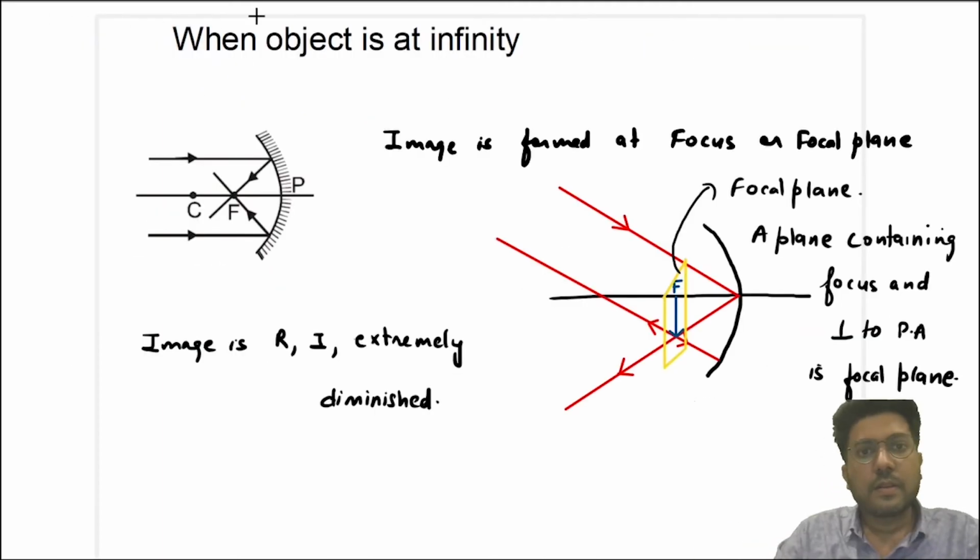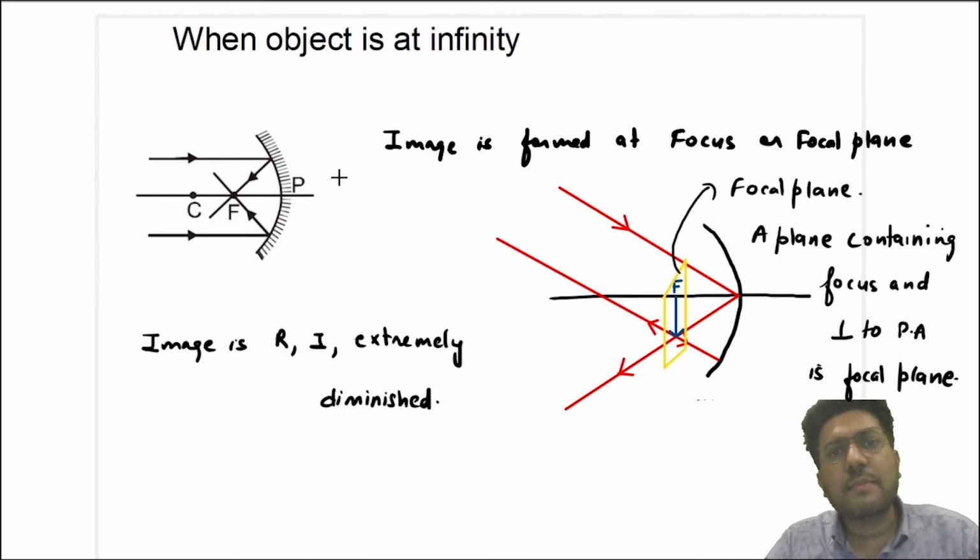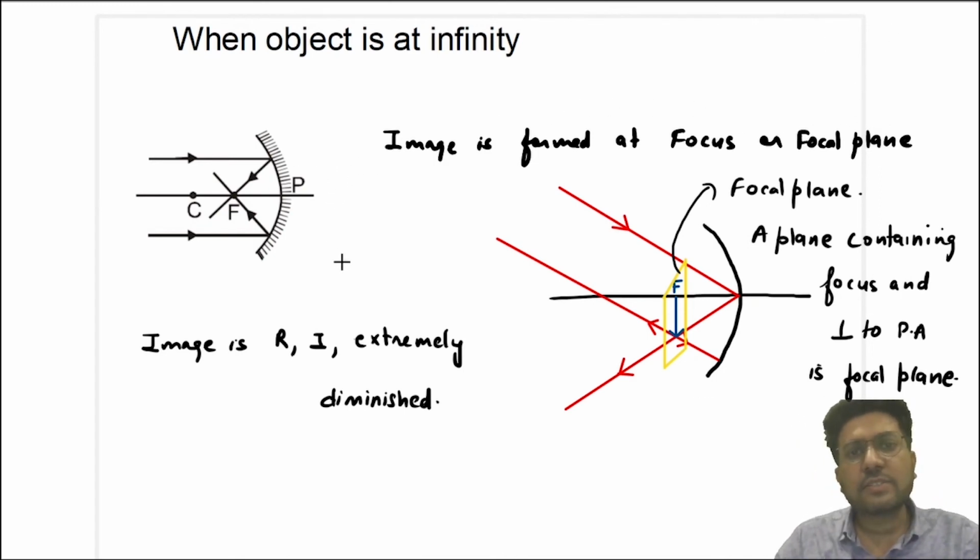All right. Now, when the object is at infinity, that means there is a parallel beam of light. So when the object is at infinity, we know that the image is formed at the focus, right? So let us draw the ray diagram. So this is the parallel beam of light.